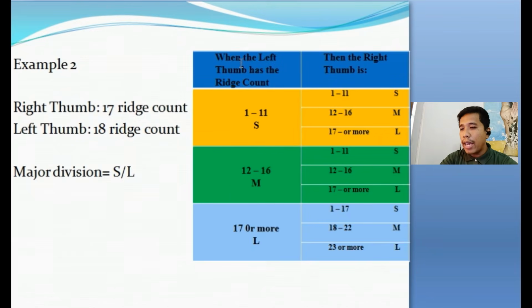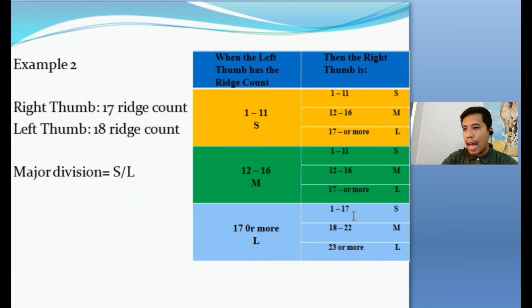What is the ridge count? 18. So 18, you go with the blue one. 17 or more. Am I correct? So when the left thumb is 17 or more, that's 18. So 18 is large in the denominator. So you will proceed on the other side. The light blue: 1 to 17 is small, 18 to 22 is medium, 23 or more is large.